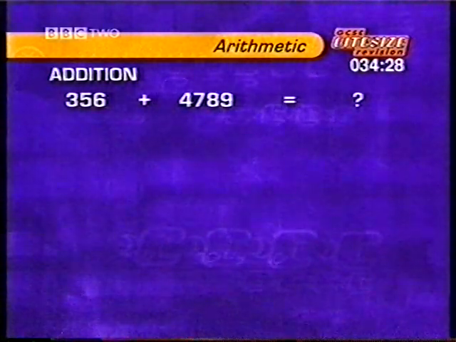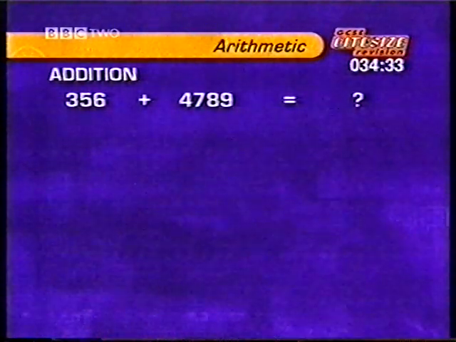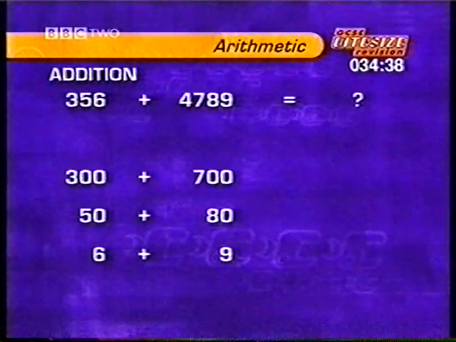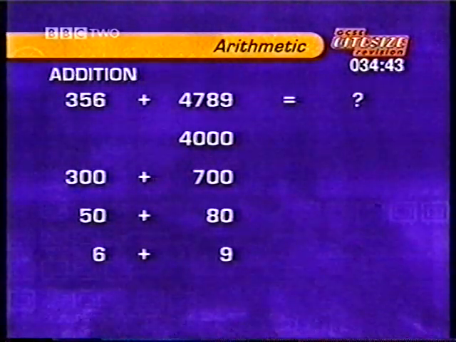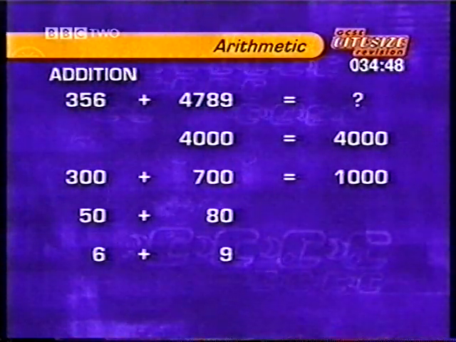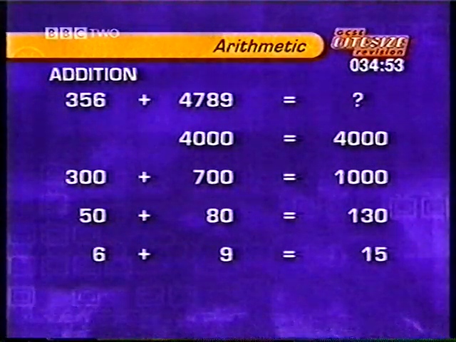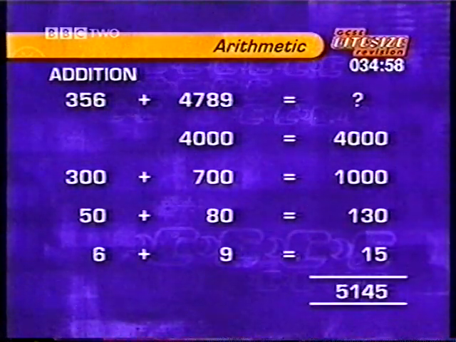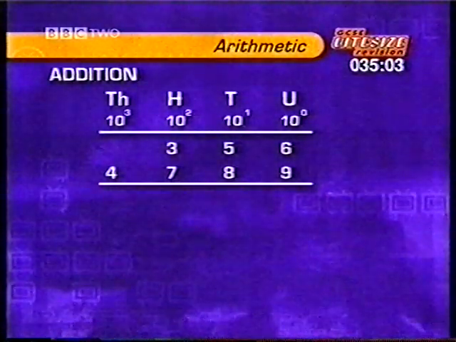You could still use a number line, but another way is to break the numbers into units, tens, hundreds and so on. Then add the units, tens and hundreds separately, jotting down the results of each addition. So there are 4 thousands, 300 and 700 make another 1,000, 50 and 80 add up to 130, and 6 and 9 are 15. Adding the subtotals gives the answer, 5,145.